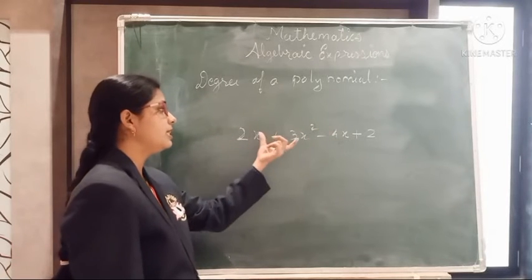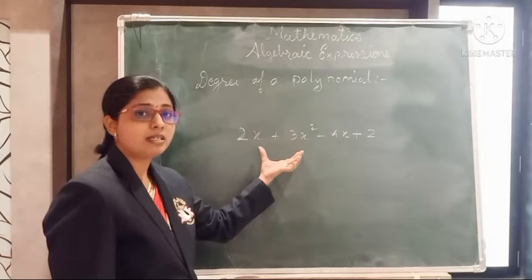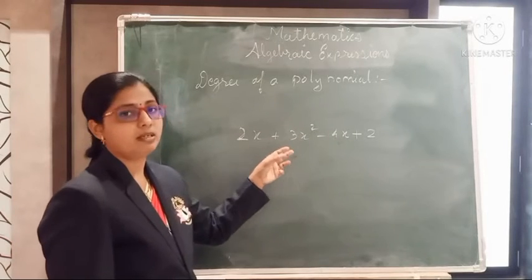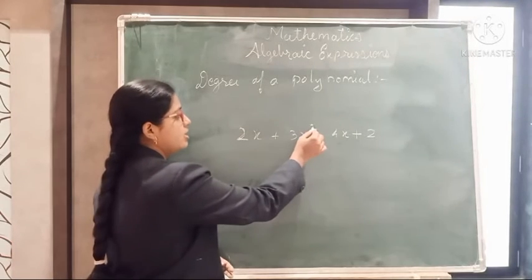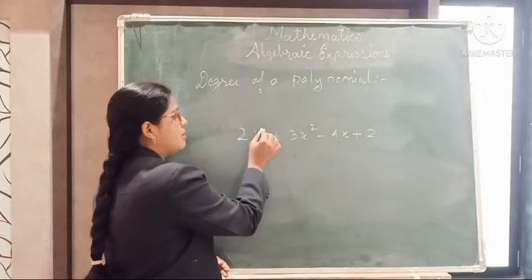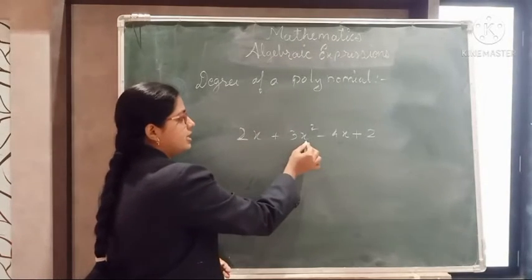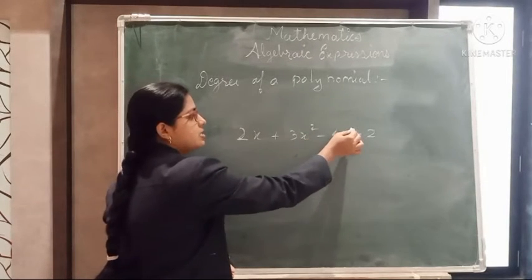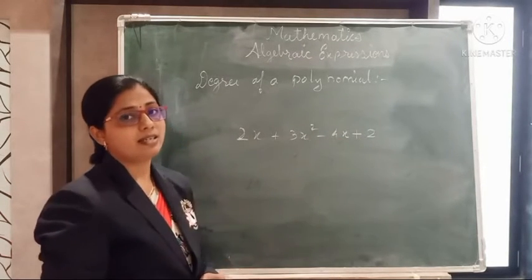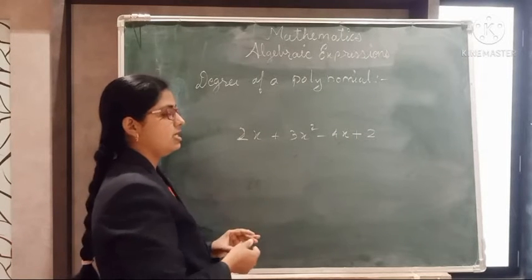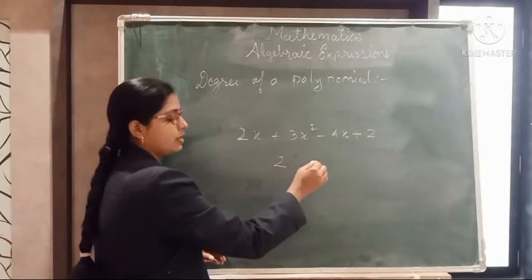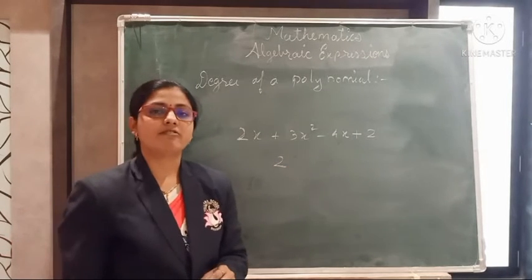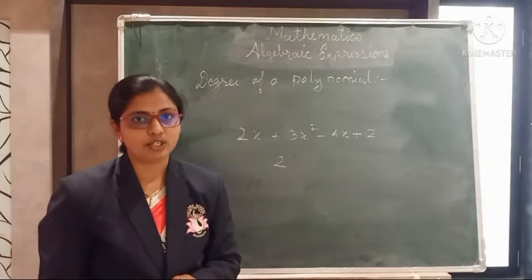So what will be the degree of the polynomial in this example? The degree of the polynomial will be 2, because here we can see the power of x is 1, here it is 2 and here it is 1. So the highest degree of the polynomial is 2. In this way we can find out the degree of a polynomial.